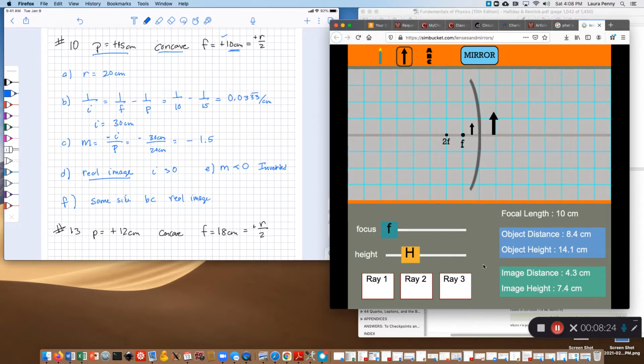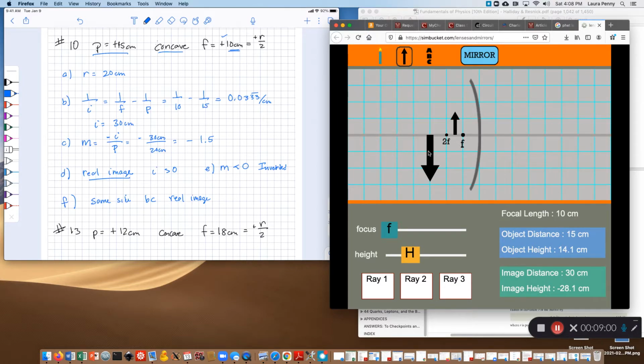So let's see if we can make this situation. I need to have a convex instead. I need to change my focal length to 15. Let's see if it'll let me do 15. And then I want to put my, it's 10. Focal length is 10. And then I want to put my object at 15. There. So I have my object at 15. My image does show up out here at 30.